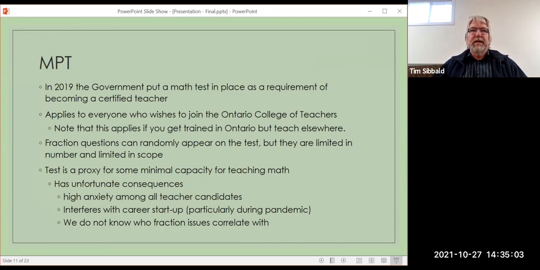There are other issues around this test. I won't bother going into details, but it's run into trouble with the pandemic. It potentially interferes with the start of careers of teachers. It ignores the fact that teachers do learn on the job, and there are challenges with this. It's a blunt instrument for a fairly specific problem.